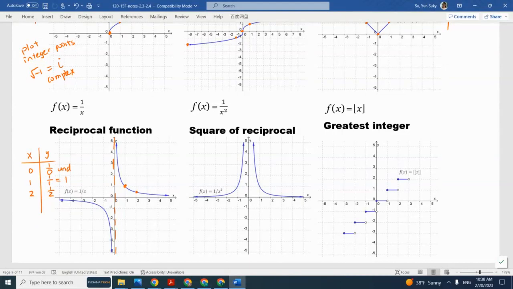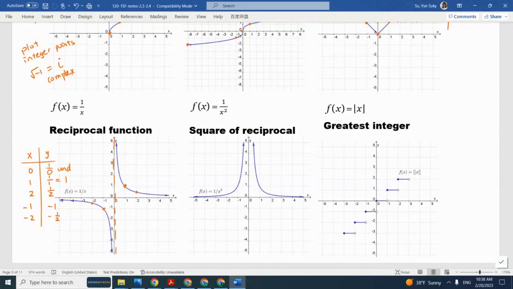How about on this side? You plug in -1. 1 over -1 is -1. You plug in -2, you get -1/2. So your picture looks like that. Okay, everybody? So that is the reciprocal function.